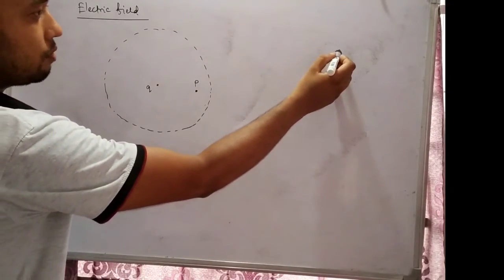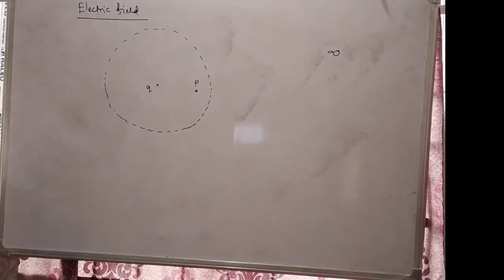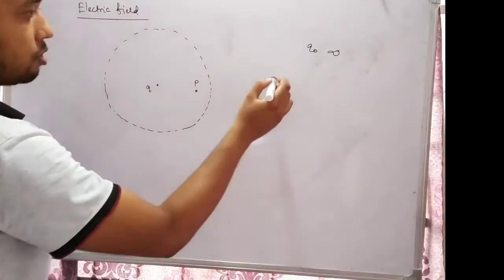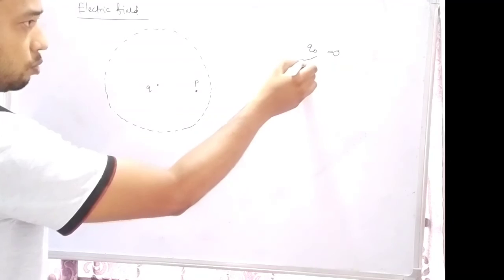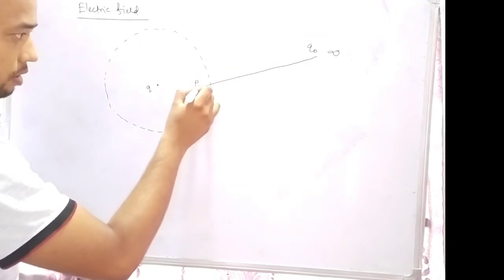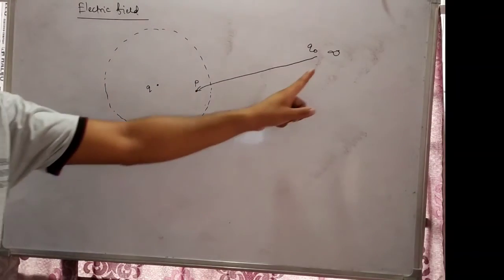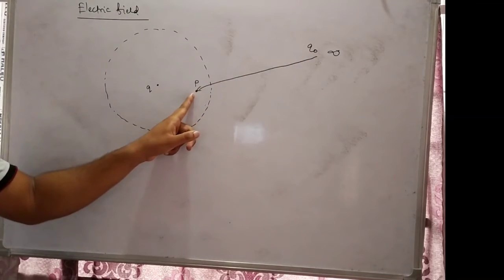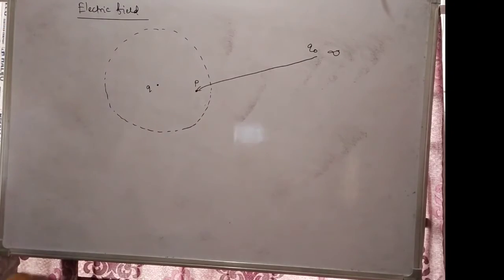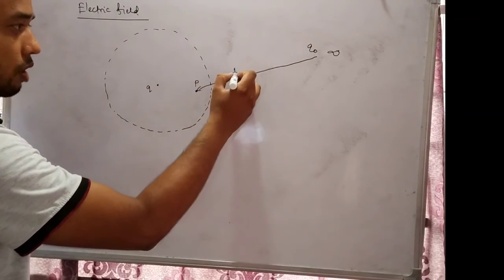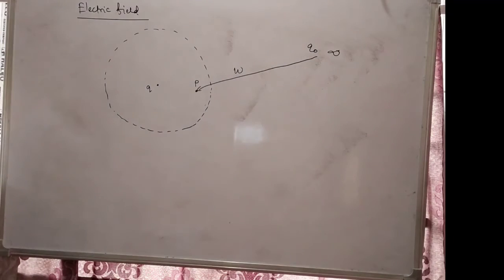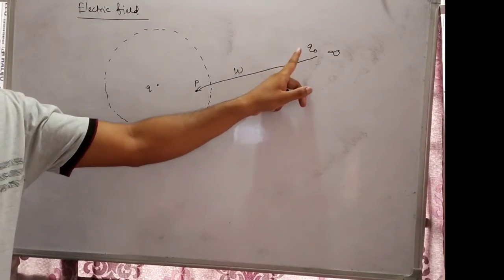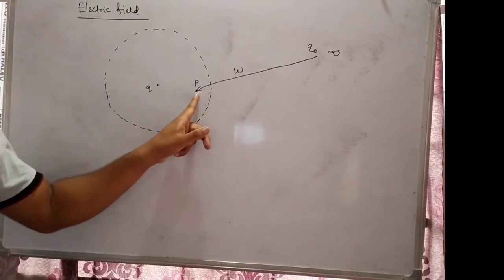So from an infinite distance, which means from a very large distance, suppose a charged particle Q naught is moved to the point A. From infinity we move the charged particle Q naught to this point, and to perform this we do work W. W amount of work done is required to move the charge Q naught from infinity to this point P.